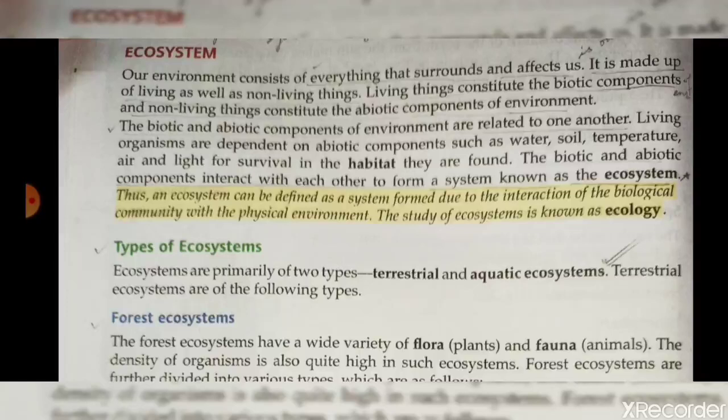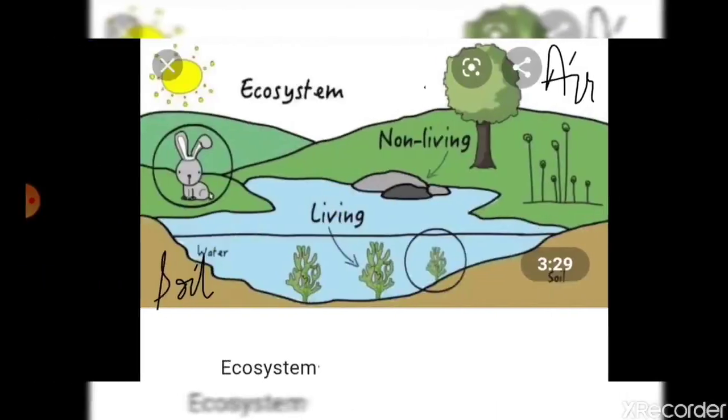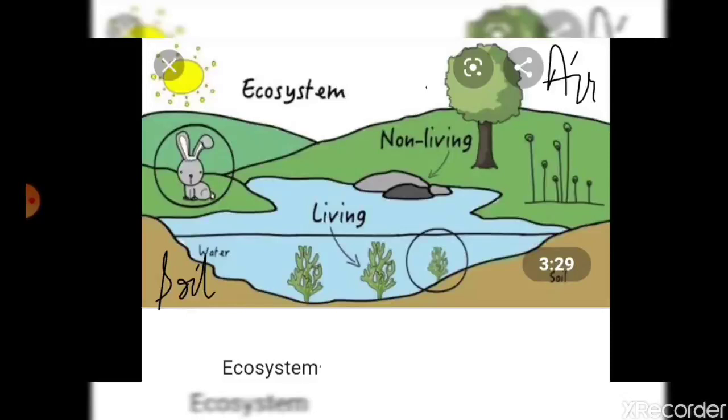The biotic and the abiotic components of the environment are related to one another. These biotic components and abiotic components interact with each other to form a system known as ecosystem.